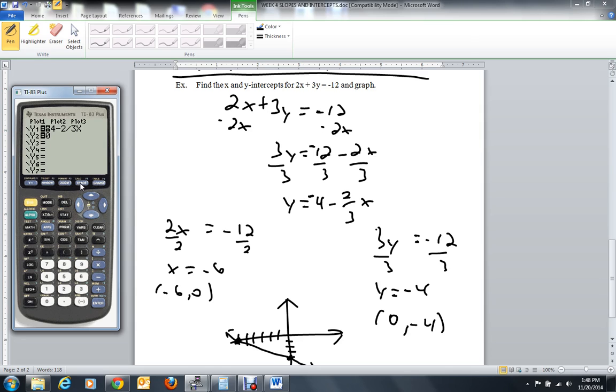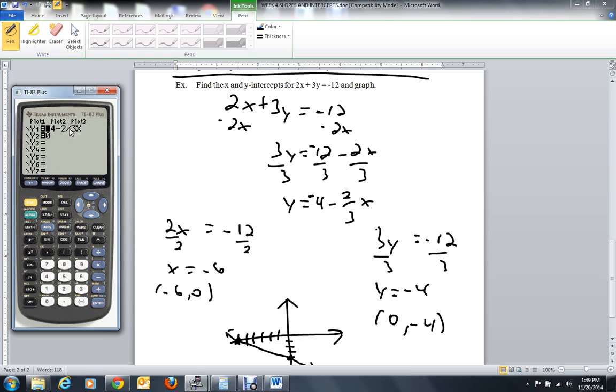Now I'm going to hit second trace, which is calculate. Then I'm going to hit number 5 for intersect. And then I'm going to move it using left and right arrow keys to where I think the x-intercept is. Then we hit enter 3 times. See the intersection? That's negative 6, 0. That's the x-intercept. So there's another way.